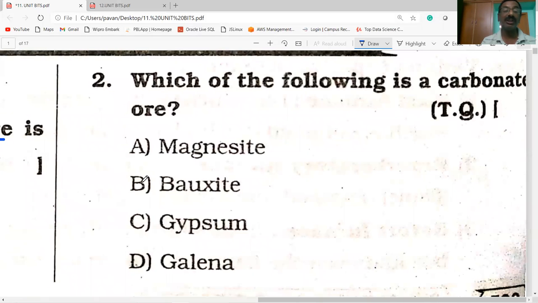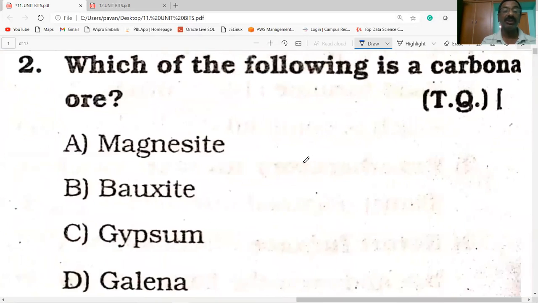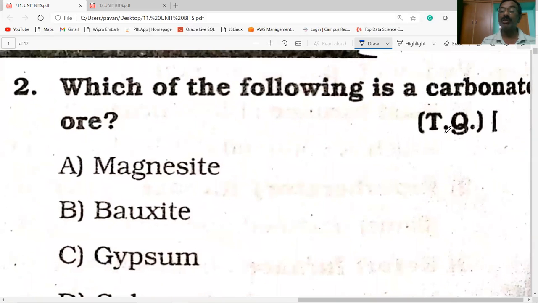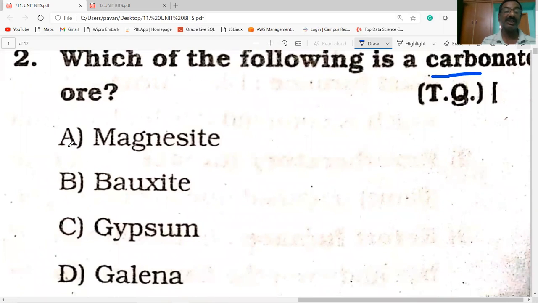Next question, which of the following is a carbonate ore ma. Ikkada carbonate ore edeni ichinadu. Cheppandi chuddam. Magnesite is the carbonate ore. It is MgCO3. Bauxite Al2O3 2H2O, aluminium yokka ore, it is the oxide ore.